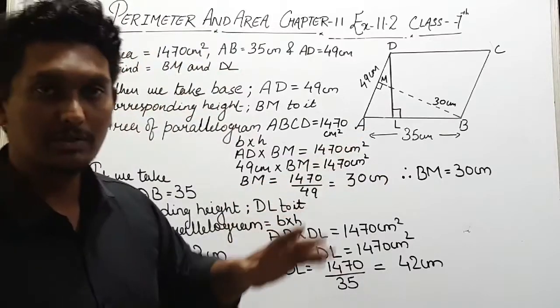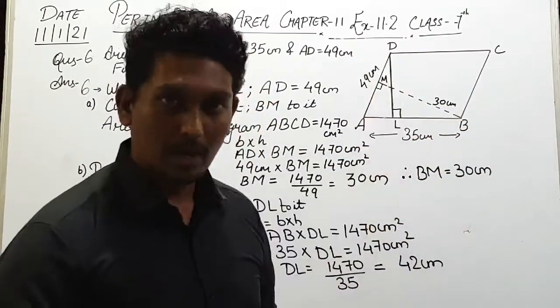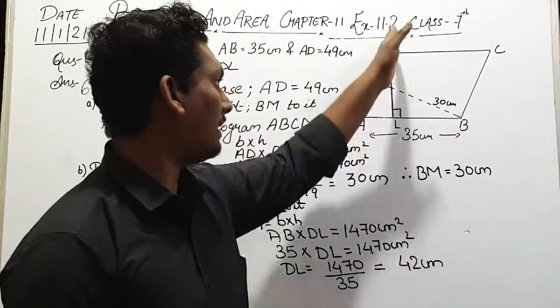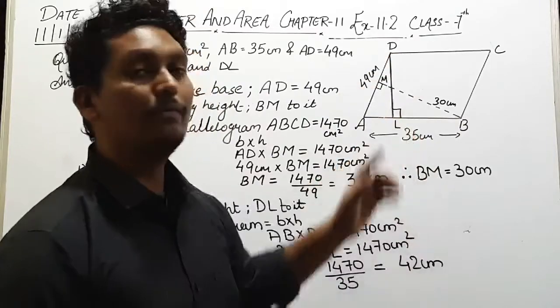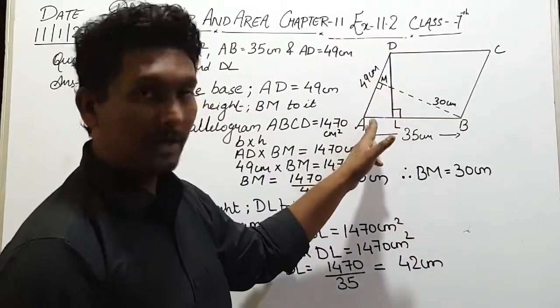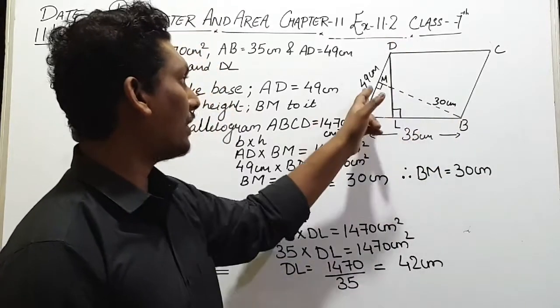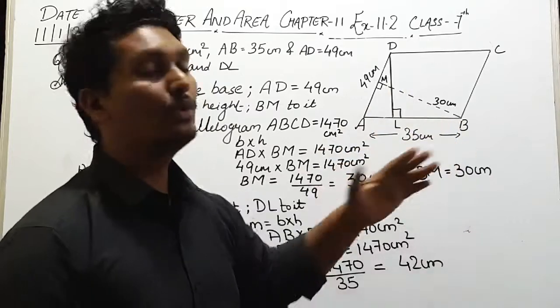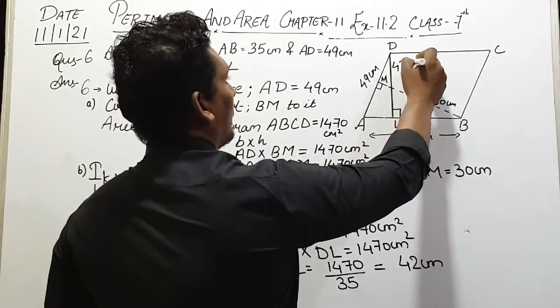So I'm explaining once more the figure. ABCD is a parallelogram in which AB is the base and DL is the corresponding height. AB is given to you, DL we have to find out. In the same figure, AD is the base and its corresponding height is BM. AD is given 49 centimeter, BM we have to find. So at last we got 42 centimeter as DL.